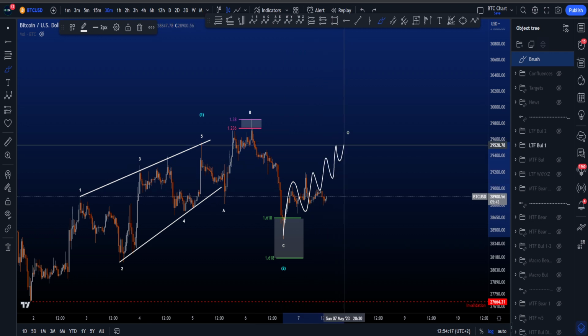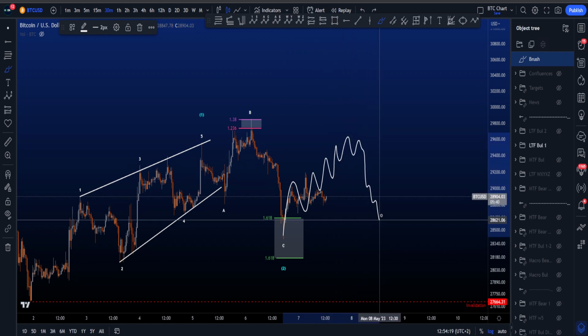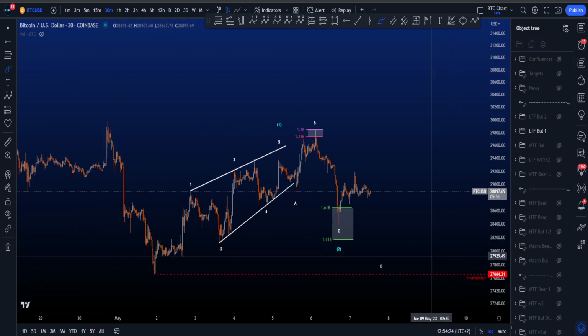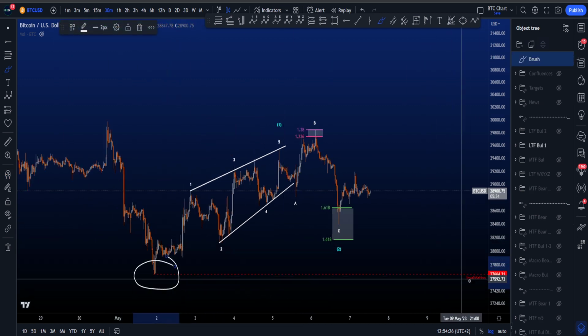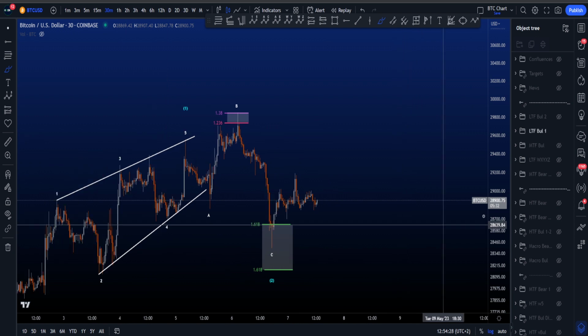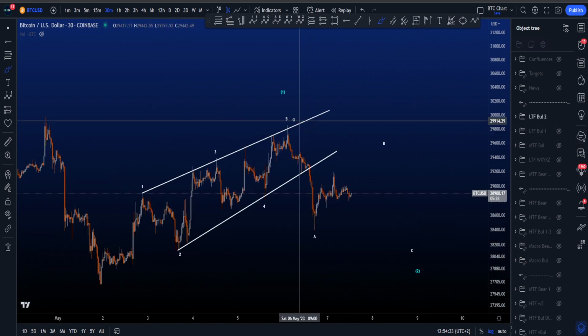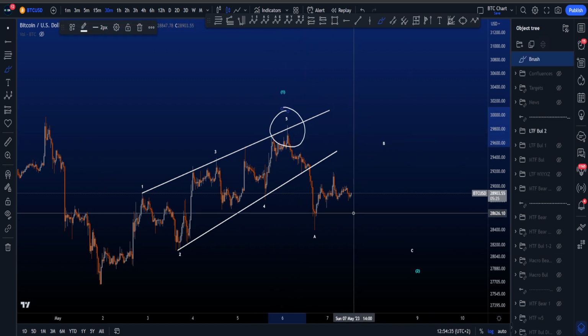We then get another corrective structure, before then a move to the downside once again, taking this low, but not, and that is again the clear invalidation, not this low over here at 27.6k. That is the invalidation for the bullish scenario, where if we go to the second scenario, you see that now the wave 5 moved up one high.